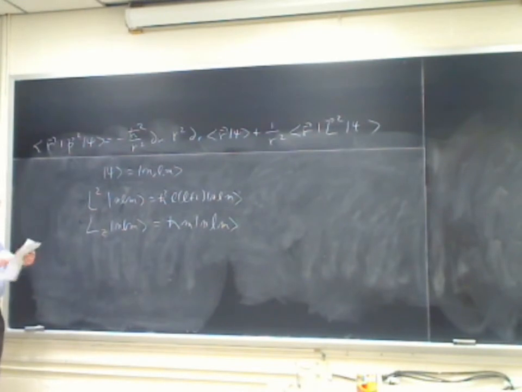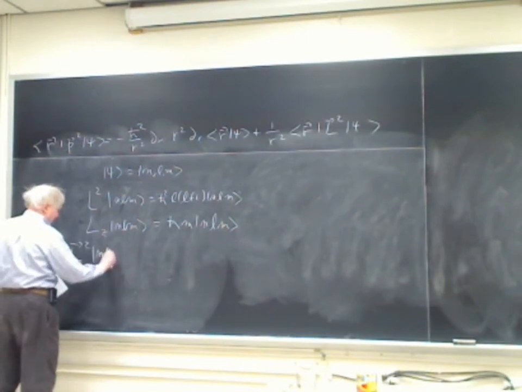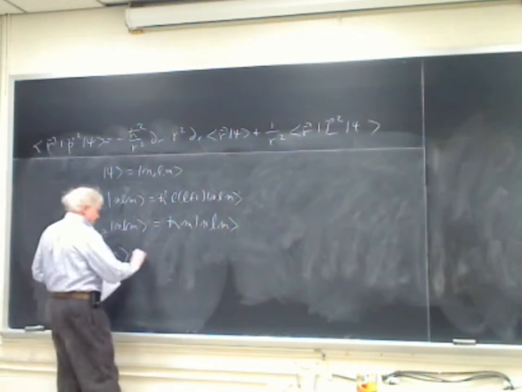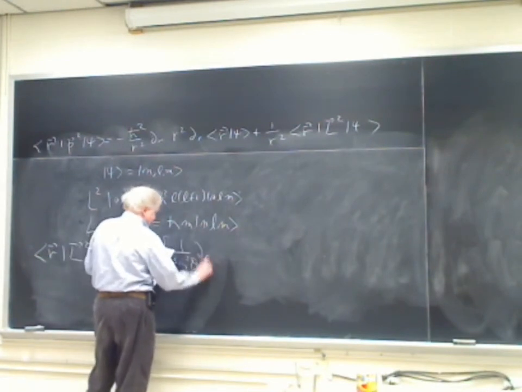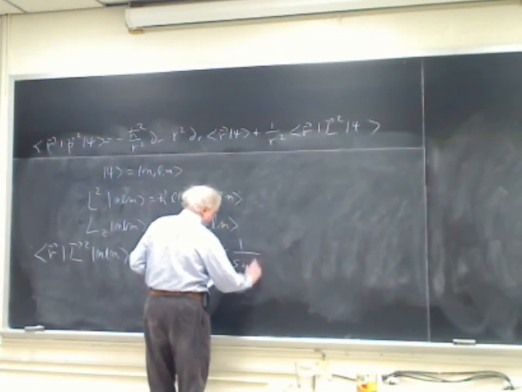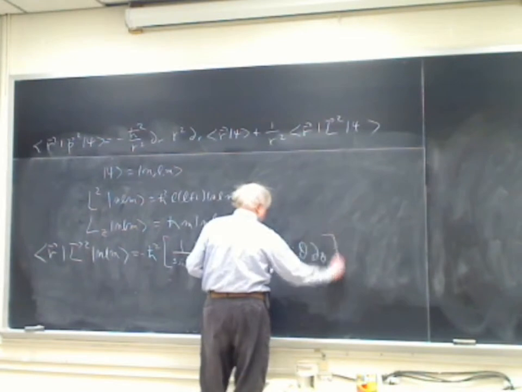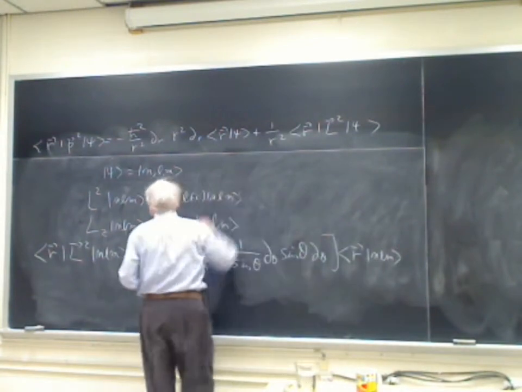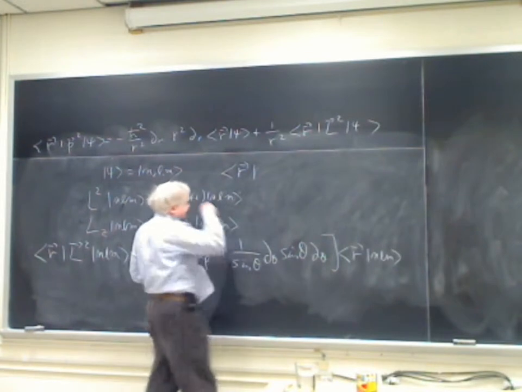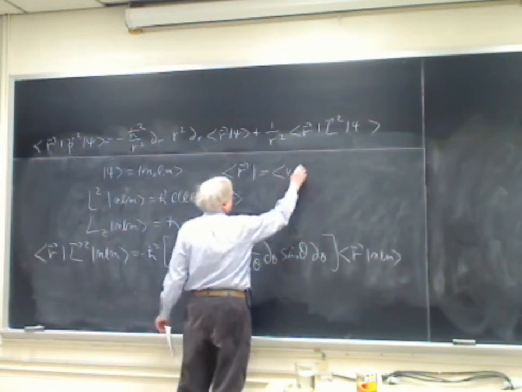We also know that, well, I might as well finish it since I've gone this far. L squared on n l m is minus h bar squared, 1 over sine squared theta d phi squared plus 1 over sine theta d theta sine theta d theta, all that acting on n l m. And of course, we're going to be using spherical coordinates, and so our state r is going to be the length r, theta, phi.